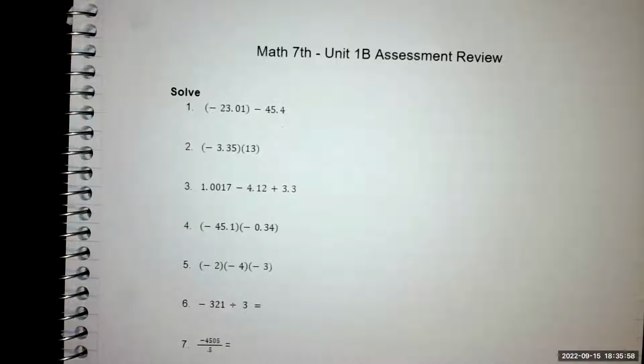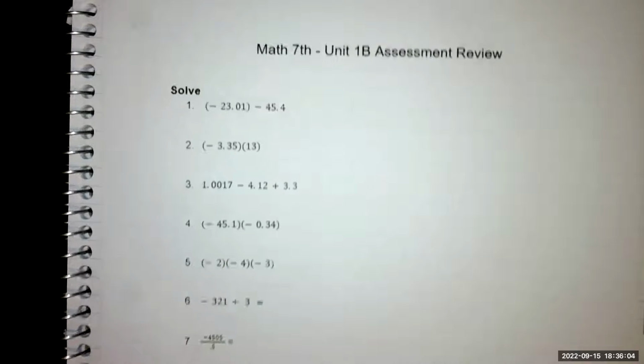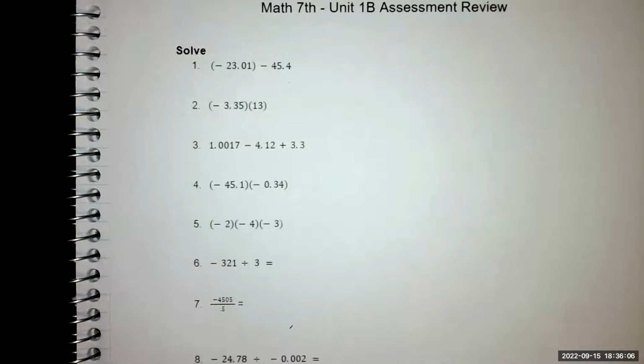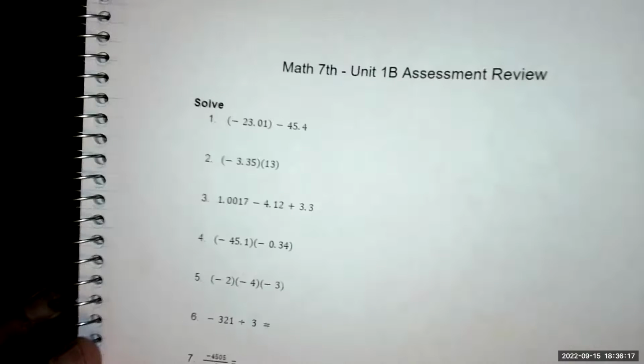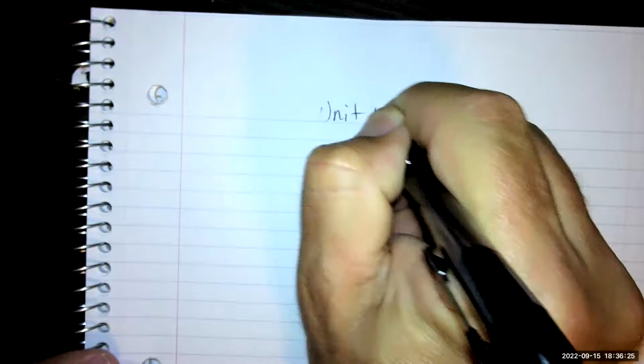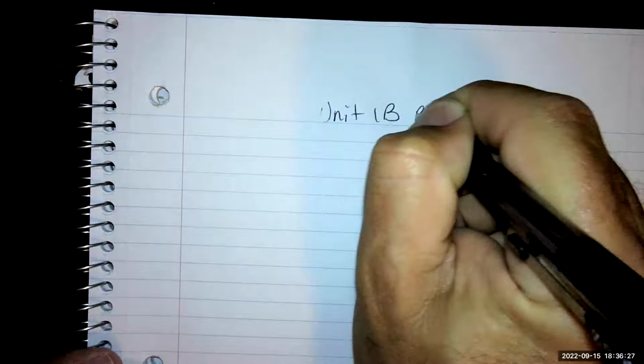This test is over decimals, like multiplying, adding, subtracting, and dividing decimals. So there's the review right in front of you. What I'm going to do is work each problem on a separate piece of paper, so we're going to go that route. I'm going to start writing the problems here. All right, here we go. We are doing the Unit 1B assess review.